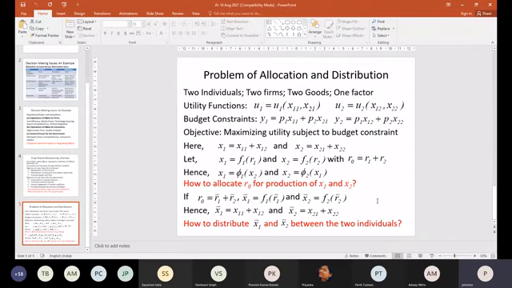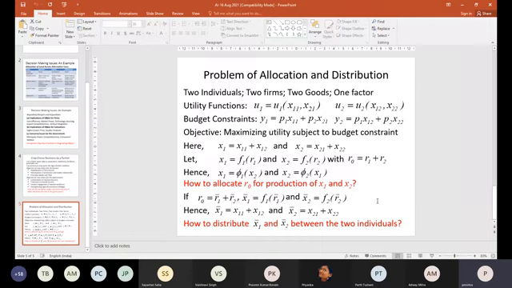Anyway, I'm just explaining this situation like, say, there are two individuals, two farms, two goods, and let us assume that there is only one factor that is used in the production process. And let us assume that the two individuals are having utility functions and they aim at maximizing their utility subject to their respective budget constraints. So every individual here is having a utility function and a budget constraint, and they aim at maximizing utility subject to the respective budget constraint.